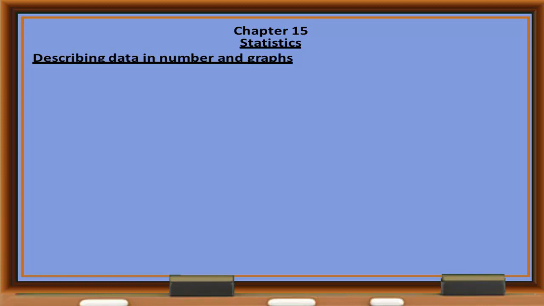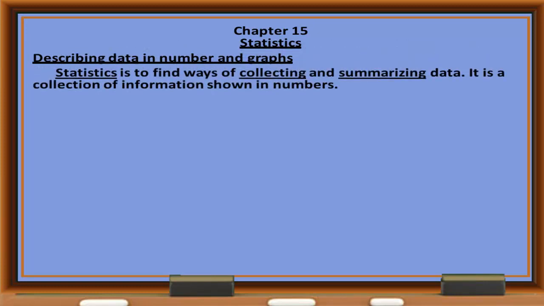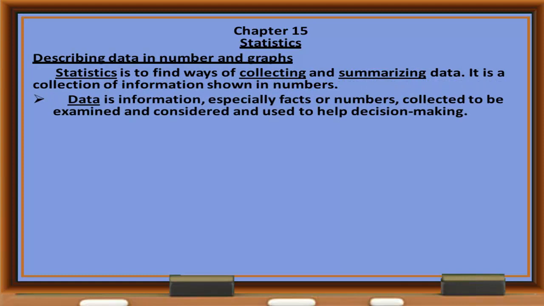Let us see the definition of statistics and then keywords for statistics. Statistics is to find ways of collecting and summarizing data. It is a collection of information shown in numbers. Data is information, especially facts or numbers, collected to be examined and considered and used to help decision making.